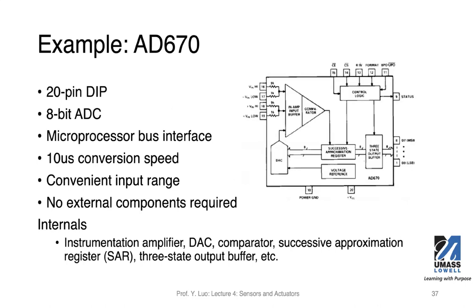In the next couple of slides, we want to look into one popular ADC chip, AD670. This is from Analog Devices. In this example, it's a 20-pin DIP package. It's an 8-bit ADC. That means every sample is 8-bit. It has a few pins that can be used to interface with microprocessors or microcontrollers. Its conversion speed is 10 microseconds, and the input range can be configured in different ways. We'll see that.